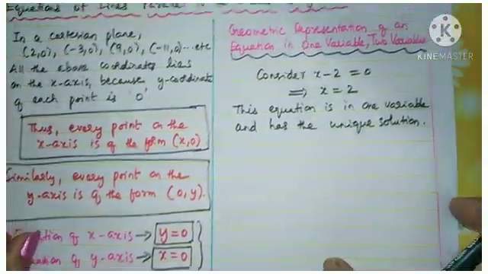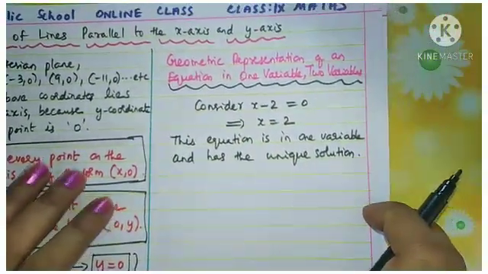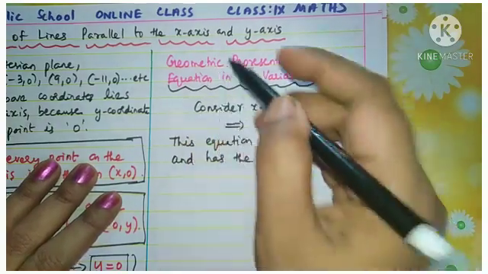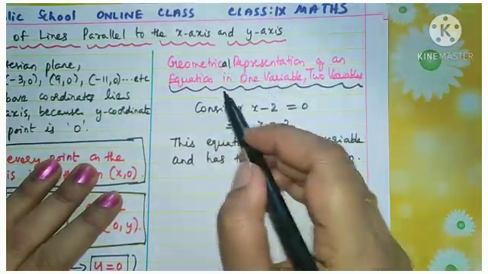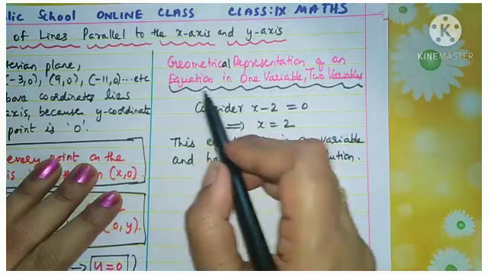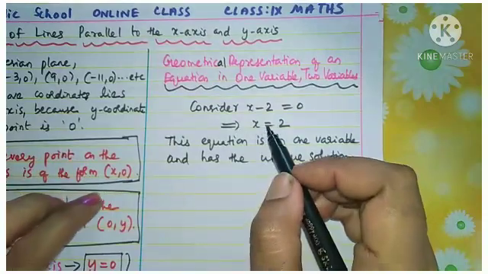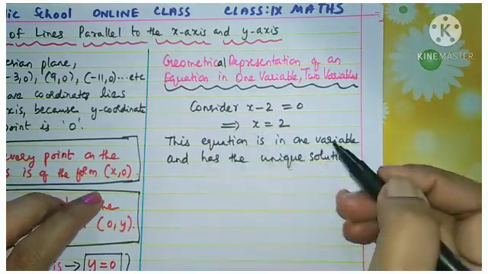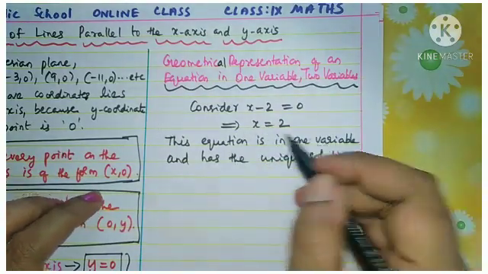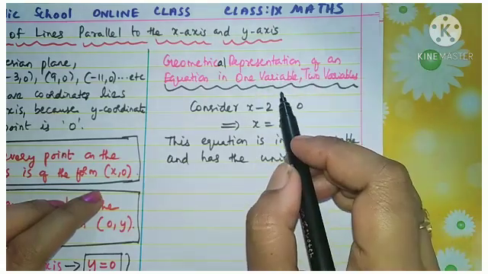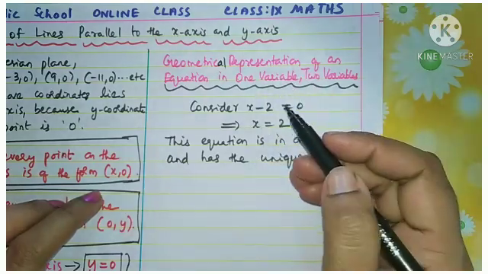Understand? Now the next thing you want to study is the geometrical representation of an equation in one variable and two variables. You studied an equation in one variable and in two variables. Now how do we represent these two types of equations geometrically? Geometrically means how we can draw the graph.